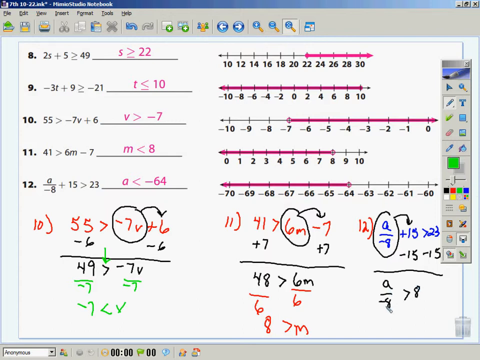A is being divided. The opposite of division is multiplication, and I multiply by a negative 8. The minute I multiplied by a negative, my inequality symbol had to be flipped, so A is less than a negative 64. It can't be equal to it, so it's got an open circle on the negative 64. Since it's getting smaller, I have to go to the left.